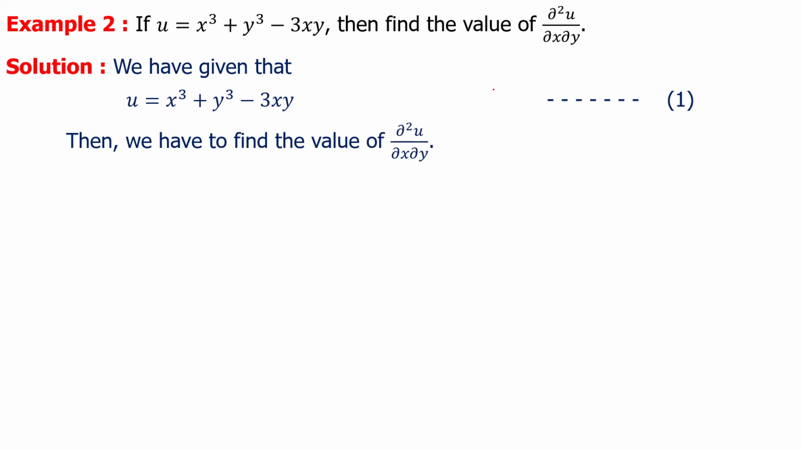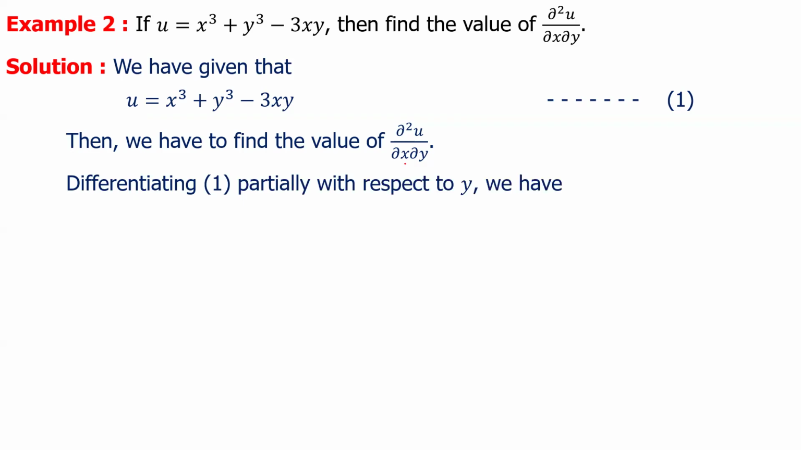Now, since here u is a function of two independent variables x and y, it is not possible to find out the total derivative. So we will try to find out the partial derivative. Just look here, we have to first differentiate u with respect to y and then differentiate with respect to x. So let us try to find out the partial derivative of 1 with respect to y first.